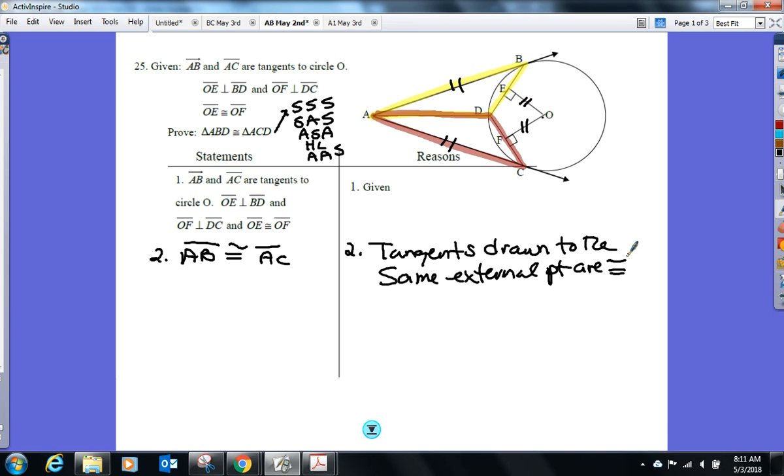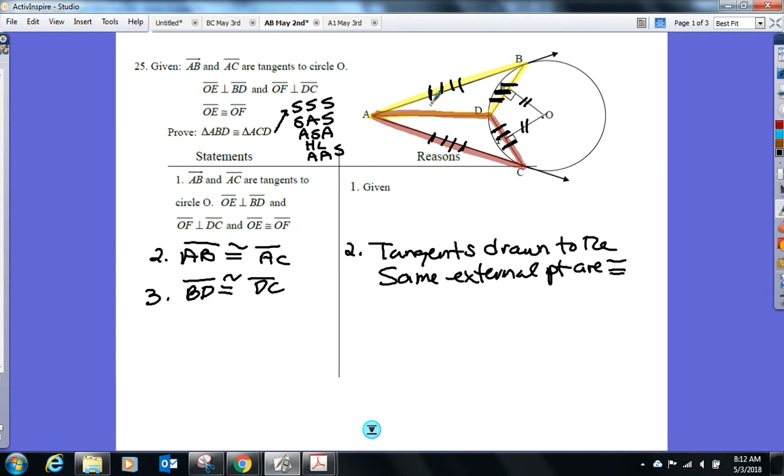Whoa, whoa, ho, ho. Trying to earn some serious respect from me. BD is congruent to DC. Actually, I should have put 4. I'll put 4 on these. Anybody know why Frank's correct? Why those chords are congruent?